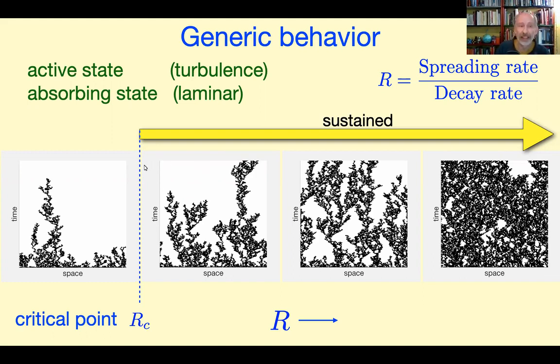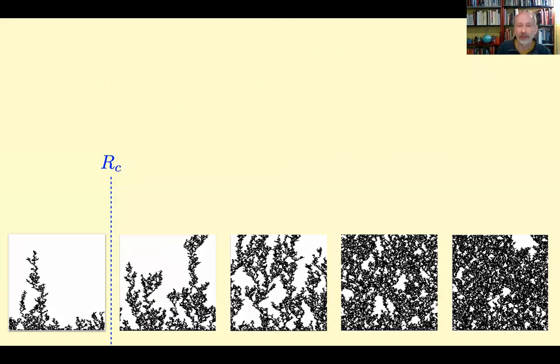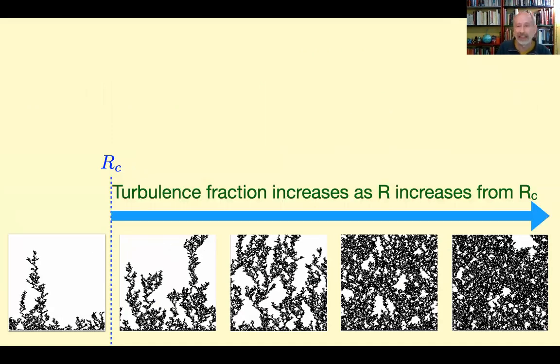Okay, so that's understood, and that does give you a well-defined critical point. And if you look carefully, what you can see is that the turbulent fraction increases as a function of this control parameter from this critical point. So what you have to do is, it's statistical. You have to take averages. You have to take space-time averages. After some transient period, you have to take space-time averages, and you see that the amount of turbulence, the amount of black, turbulent fraction is increasing as a function of Reynolds number.